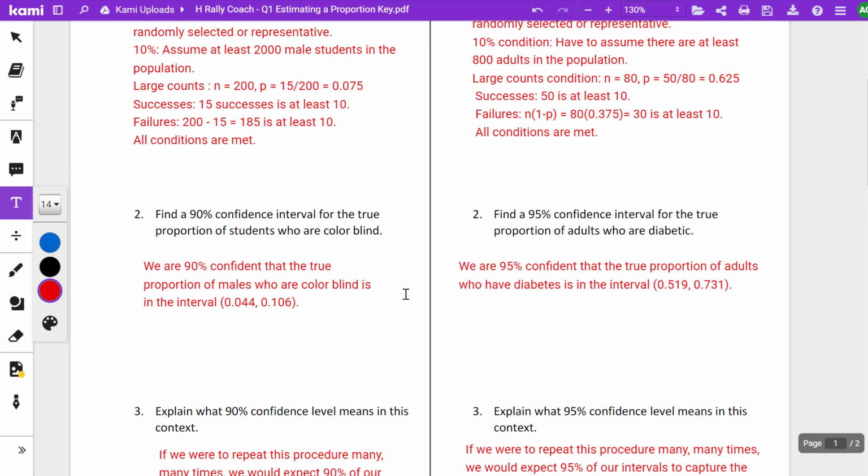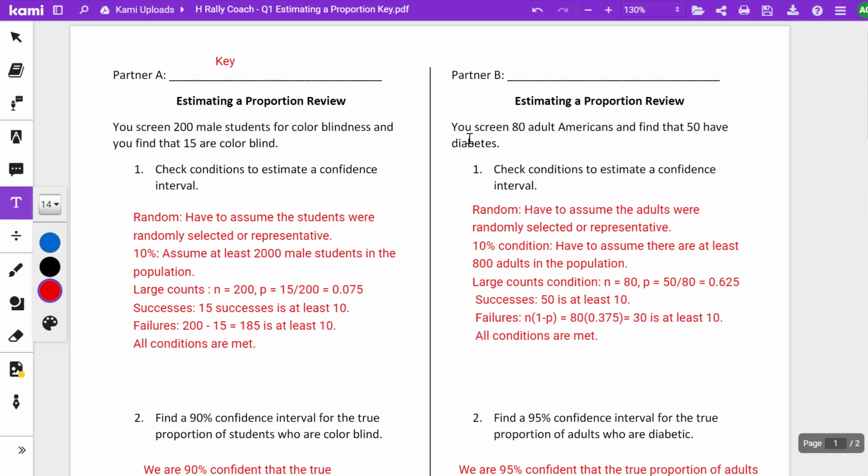And then, of course, you should be able to interpret it. I didn't say interpret. I probably should have said it. Expect to do that on the quiz. So we are 90% confident that the true proportion of males who are colorblind is in the interval 0.044 to 0.106. All right, let's go ahead and do the next interval.